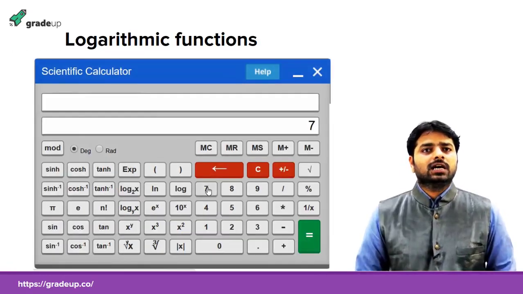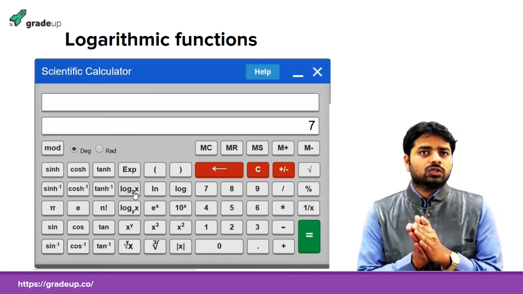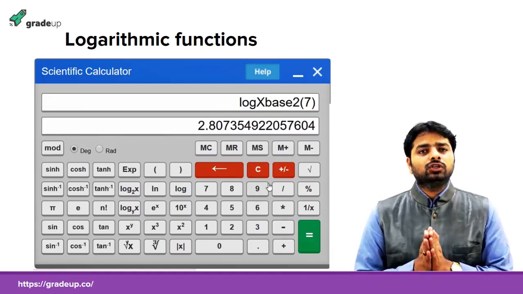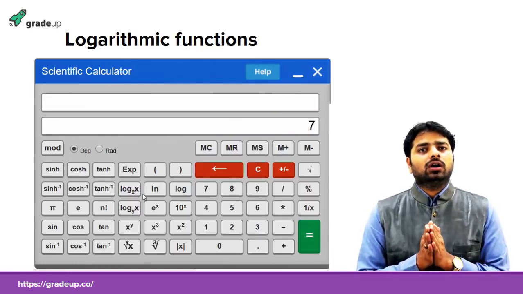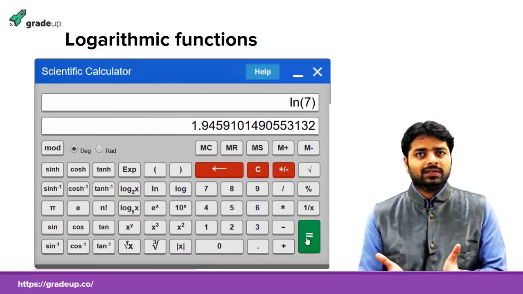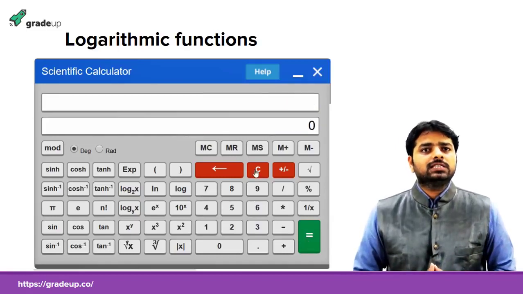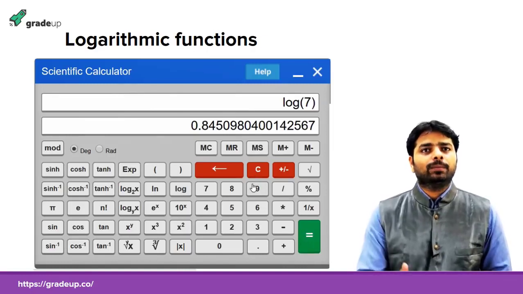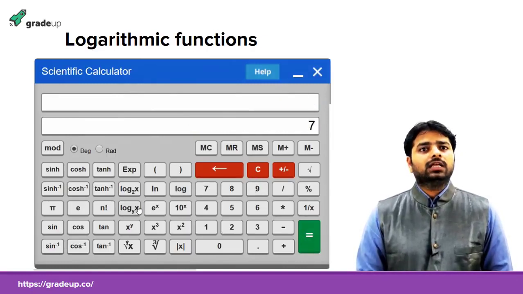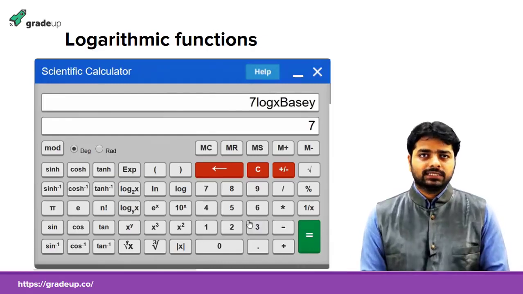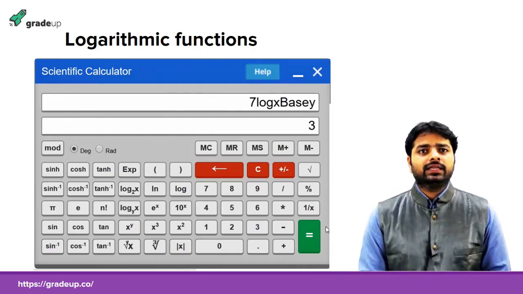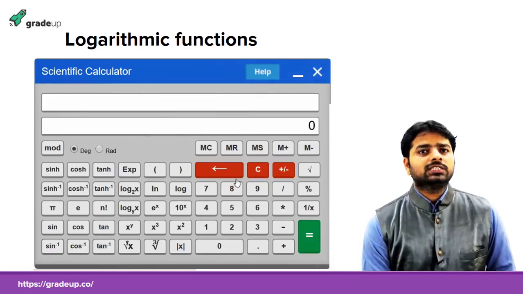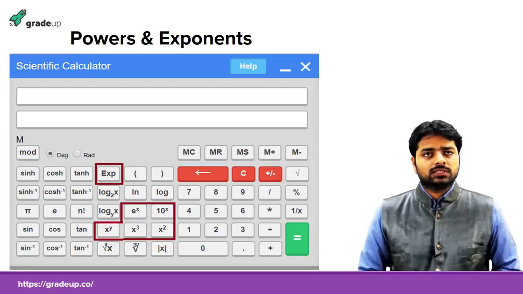Now you can see that 7 I applied with log x base 2. So log 7 base 2 will be calculated as 2.807. Then next, log 7 base e, that means ln 7, which will give you 1.94. Similarly log 7 base 10, which will give you 0.845. And the last one, log x base 5. So 7 represents x, then press log x base 5, then the base 5 is last, which will give you 1.77. So this is the way we calculate the logarithms.